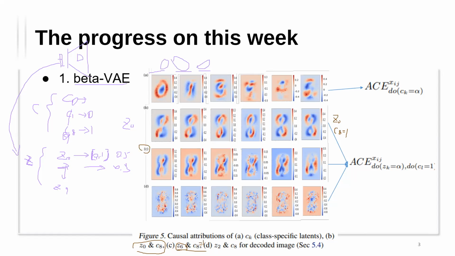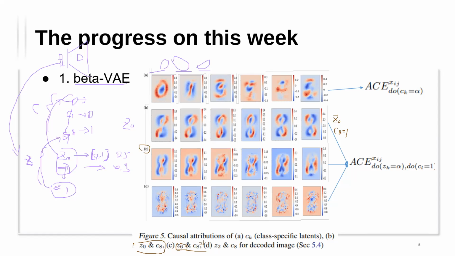But the point is that some dimension of the Z can control some digits. We never know, but with their approach, we can know. After we train it, we never know which Z can control which C. So maybe Z0 and Z1 can control the shape of C0, and maybe Z9 can control the shape of C8. But it is possible that Z9 is irrelevant to the shape of 0.